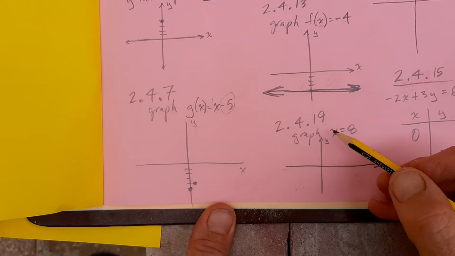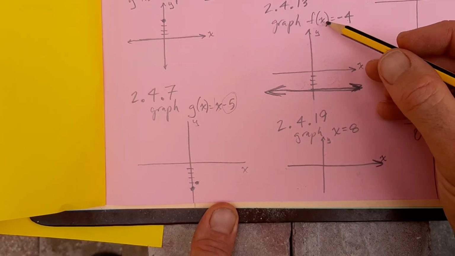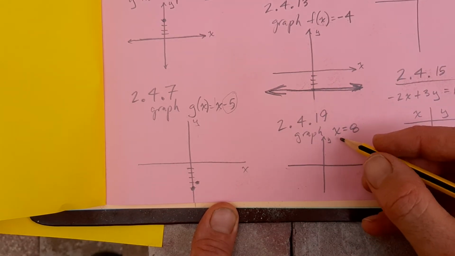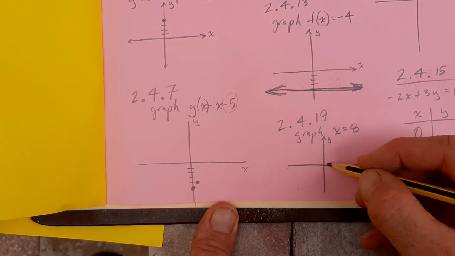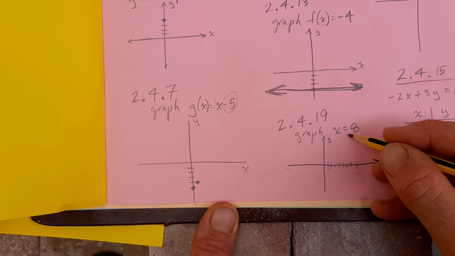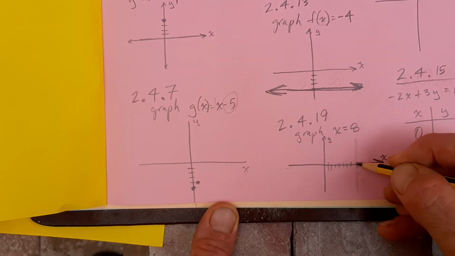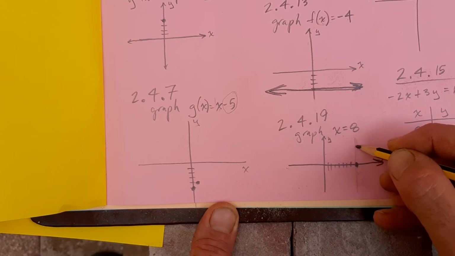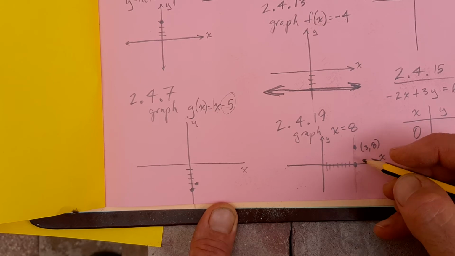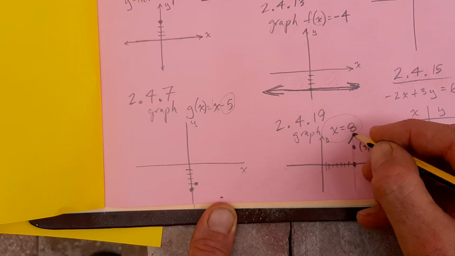To contrast with that, this was graph f of x equals negative 4. Now graph x equals 8. So no matter which y value you have, 1, 2, 3, 4, 5, 6, 7, 8, x is always 8. If you're going to graph that, just 0, comma 8 and something else, comma 8, right? This would be 3, comma 8. Every point of this straight line is some x value.